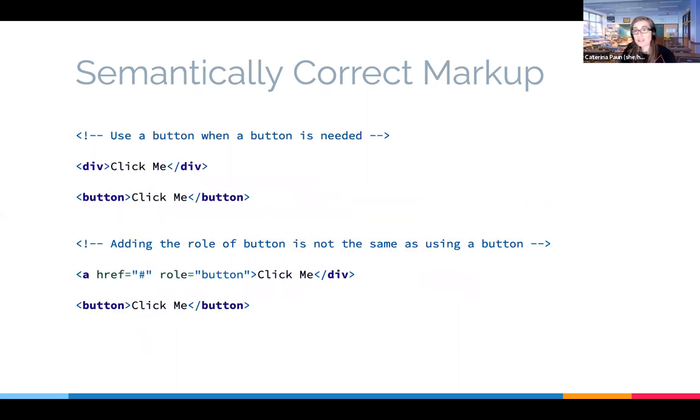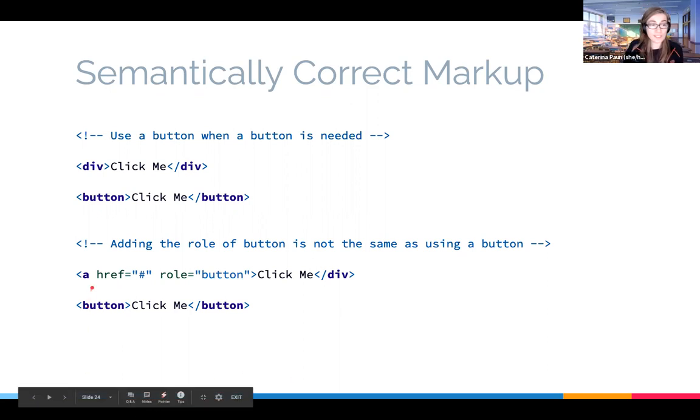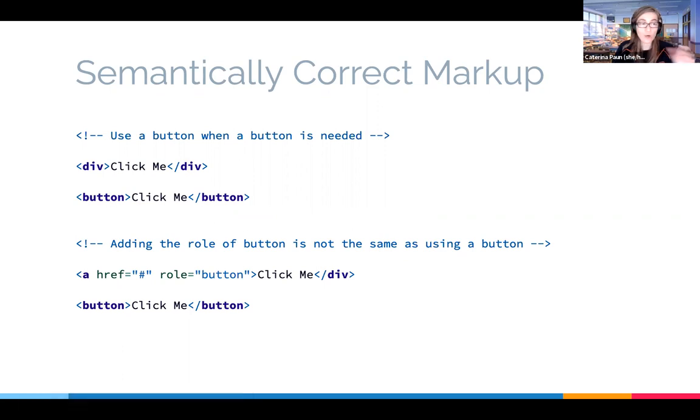Now, in terms of semantically correct markup, there's another one, and this is a pretty big one. Essentially, again, this happens in a lot of code: using a div instead of a button, or using a lot of other types of elements, including the anchor tag, instead of a button. The div doesn't have that same semantic meaning. It doesn't have the on-click event. Same thing with the anchor tag.